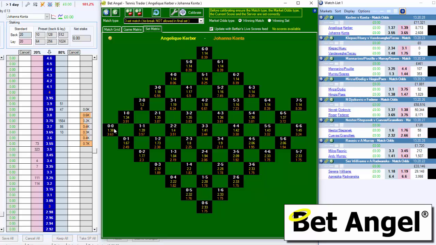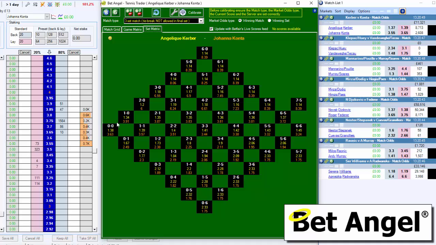Now, if Kerber actually goes a break up, then you can see it goes Kerber serves, wins her game, and then breaks her opponent. And then you can see that her opponent then wins a game, and so on and so forth. Or then Kerber serves again, then her opponent wins a game, Kerber serves again.